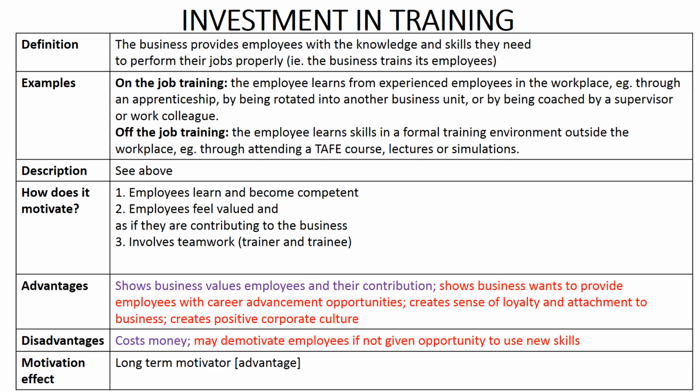This slide sets out a definition of investment in training together with the two types of training. Most importantly, it also describes first, how investment in training motivates employees, second, the advantages and disadvantages of investment in training, and third, the extent to which investment in training has a short or long-term effect on employee motivation. These are the key knowledge points referred to in our first two learning intentions.